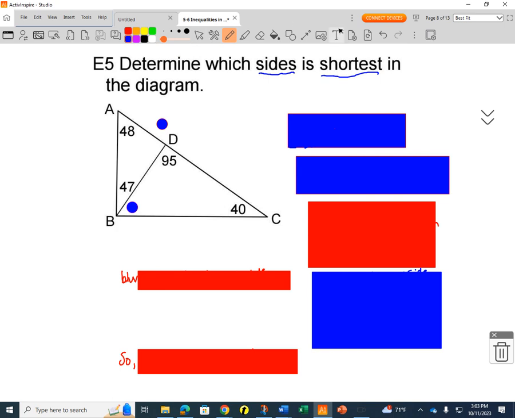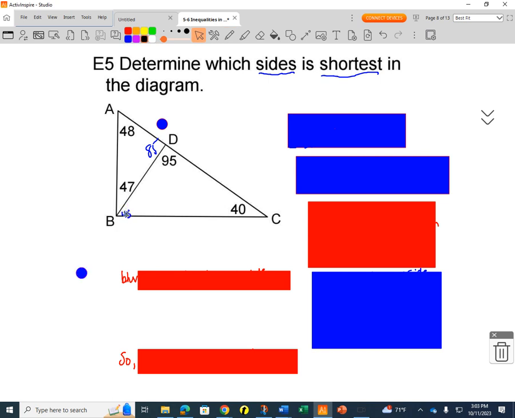So if I add 48 and 47 and subtract them from 180, that would give me that other angle. So 48 plus 47 equals 95. 180 minus 95 is 85. I'm going to do the same thing here. 95 plus 40, I think that's 135. I'm going to subtract that from 180.